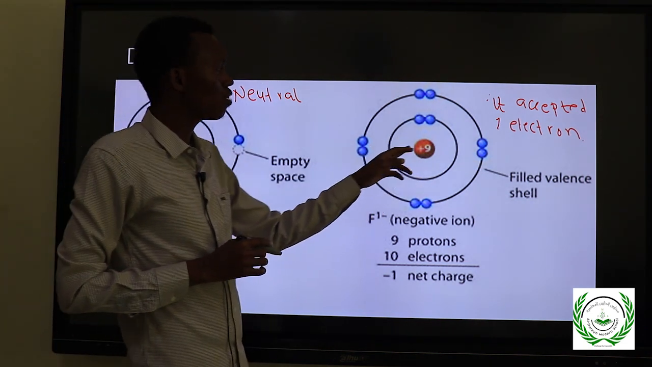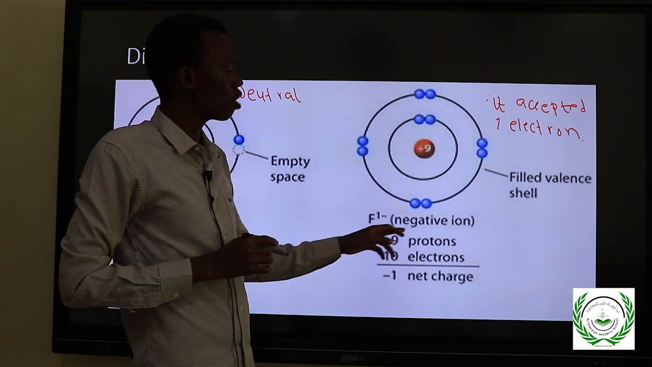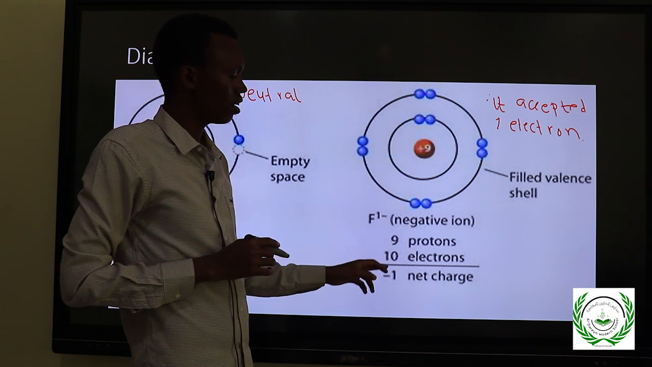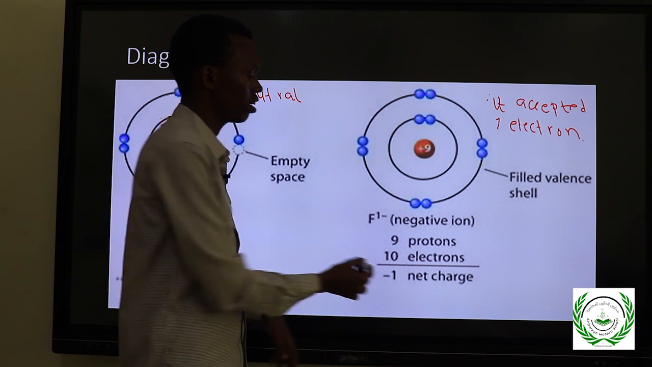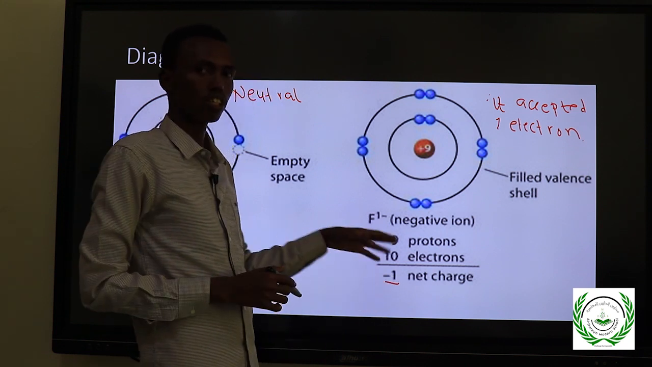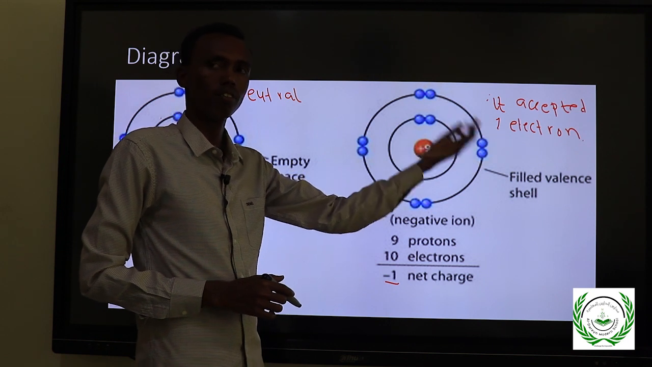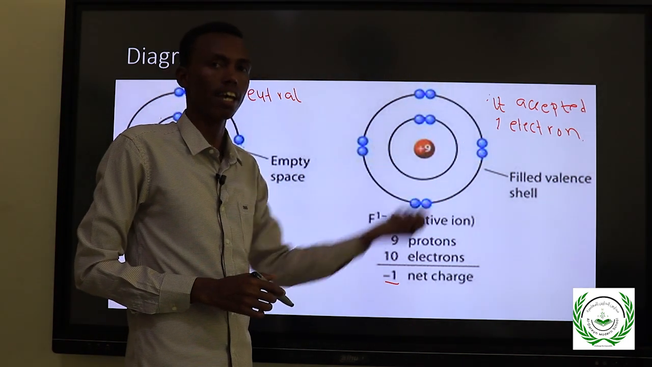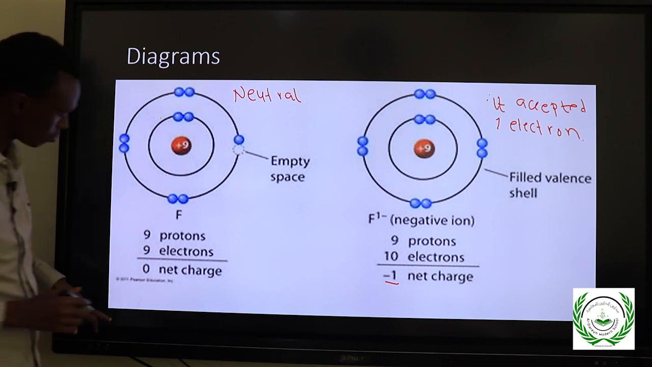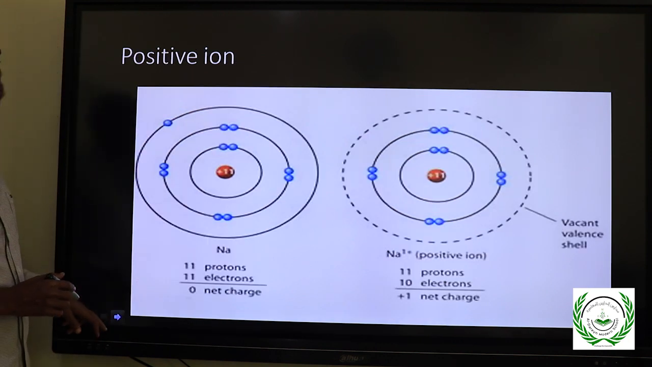So for example, here the protons are the same, so 9 minus 10 is minus 1. Wow, minus 1. So the charge has changed due to gaining of an electron from another element. The same is also true.